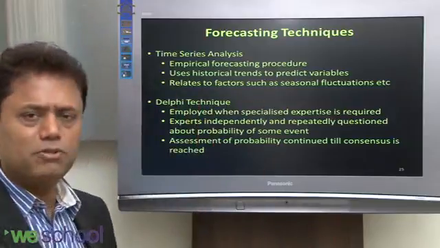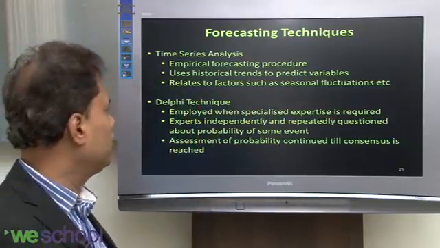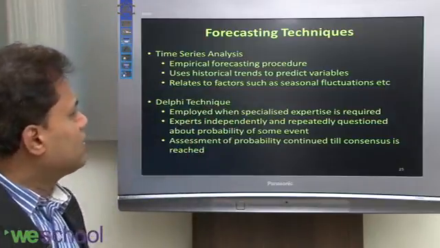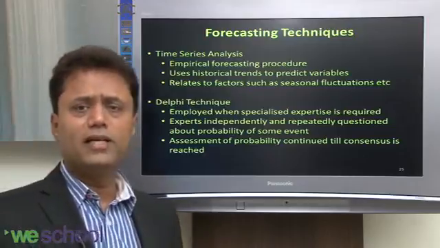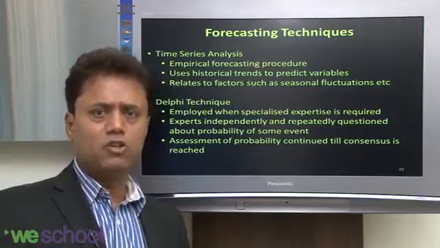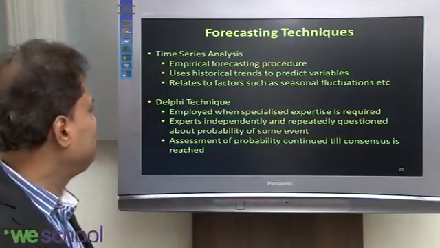You have the empirical forecasting procedure. Use historical trends to predict the new trends. Factors such as seasonal fluctuations: at Diwali time and New Year time, the sales will be high. Summer time, it could be different. So how do you forecast that?